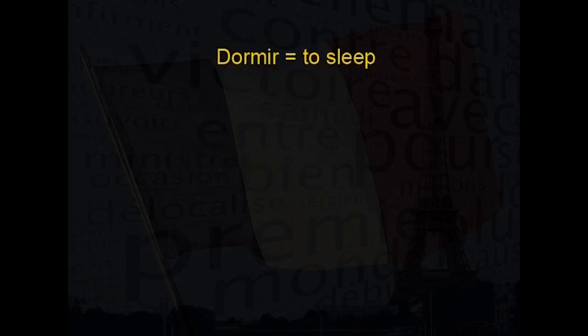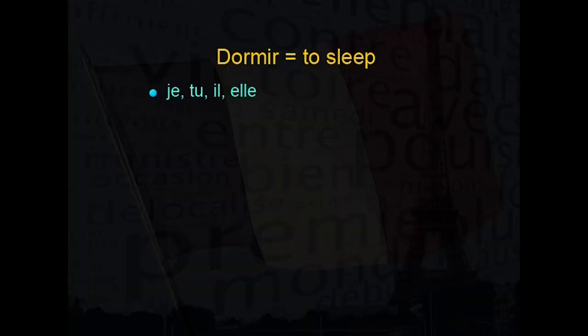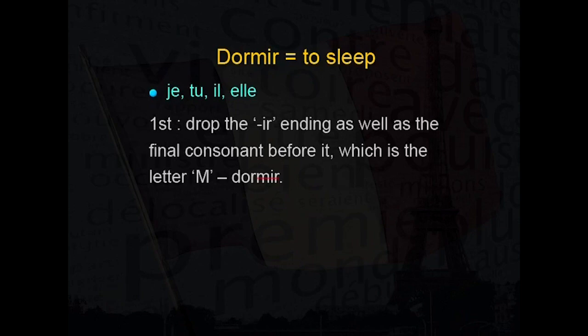Next, let us consider the verb dormir, which means to sleep. The conjugation of this verb is slightly tricky, and the easiest way to understand it is by separating the singular forms, that is je, tu, il and elle, from the plural forms nous, vous, il and elle. So to conjugate the present tense of dormir for the je, tu, il and elle forms, we need to drop the IR ending as well as the final consonant before it, which is the letter M. So we remove MIR. What remains is DOR.